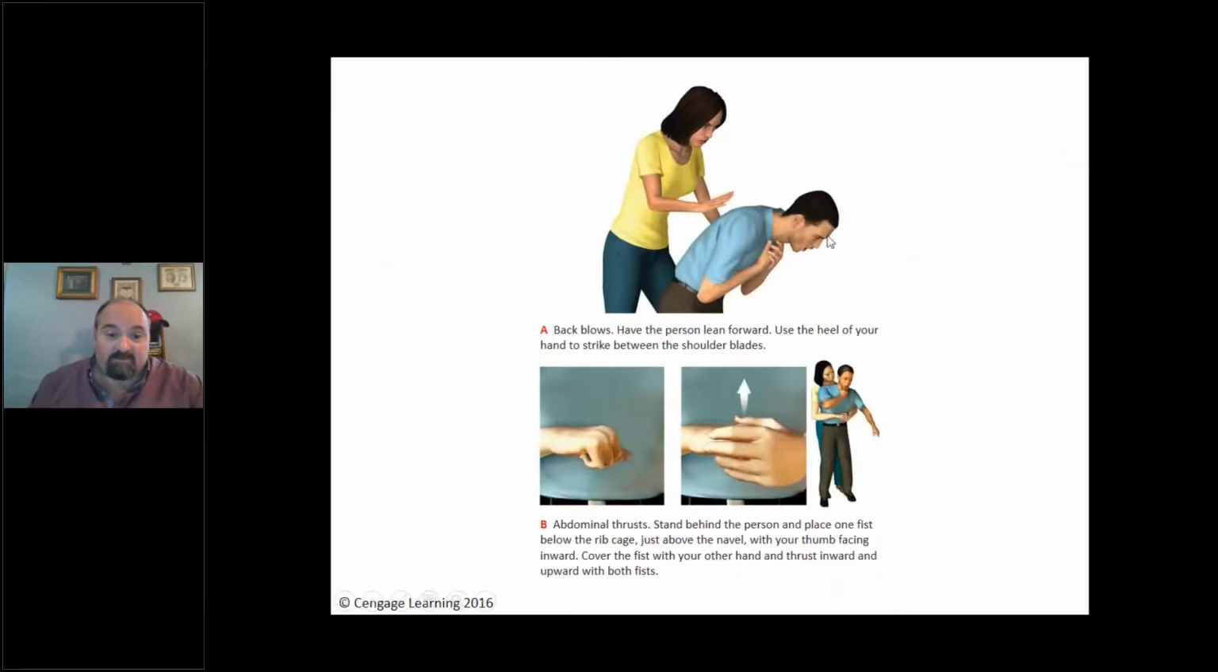As for back blows, have the person lean forward, like I said before, and using the heel of your hand, smack them between the shoulder blades to see if you can help them dislodge it. Then do the abdominal thrusts of the Heimlich maneuver to also help dislodge whatever is blocking their airway. Very important to know this.